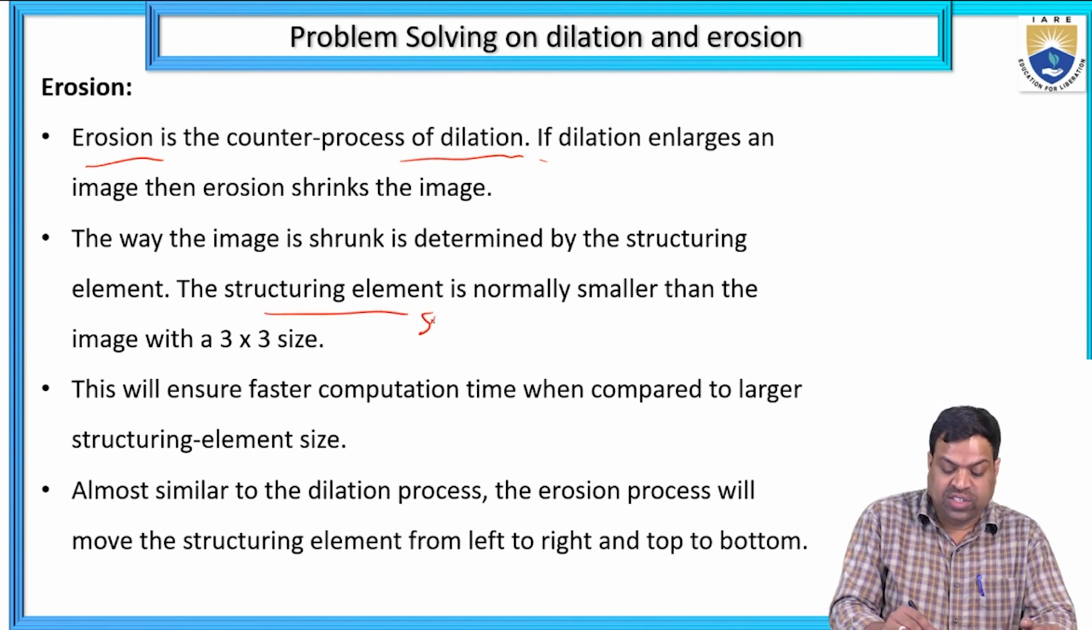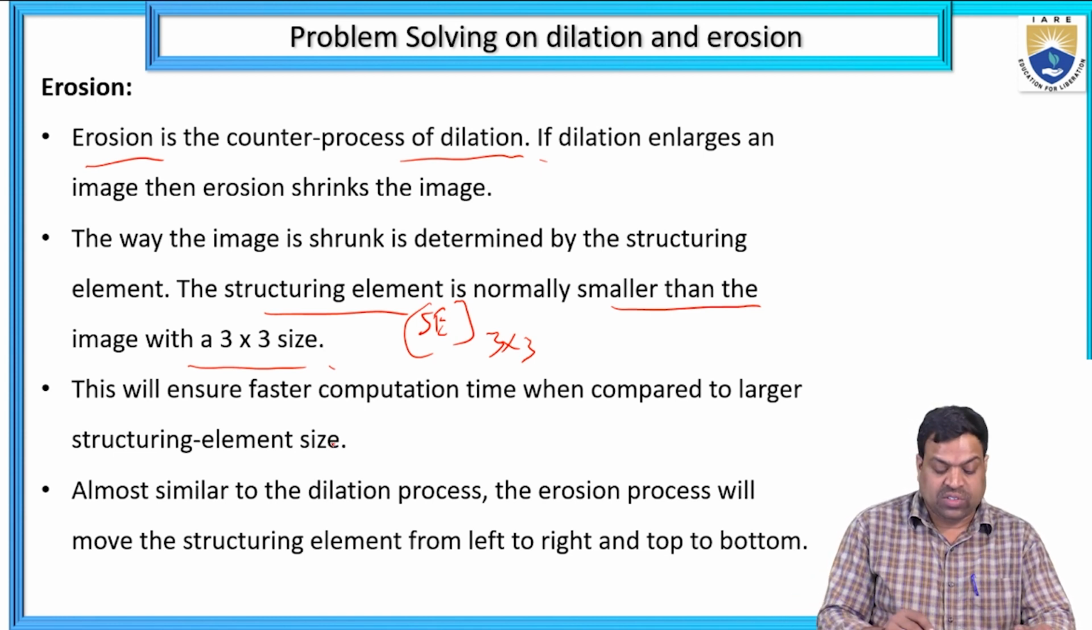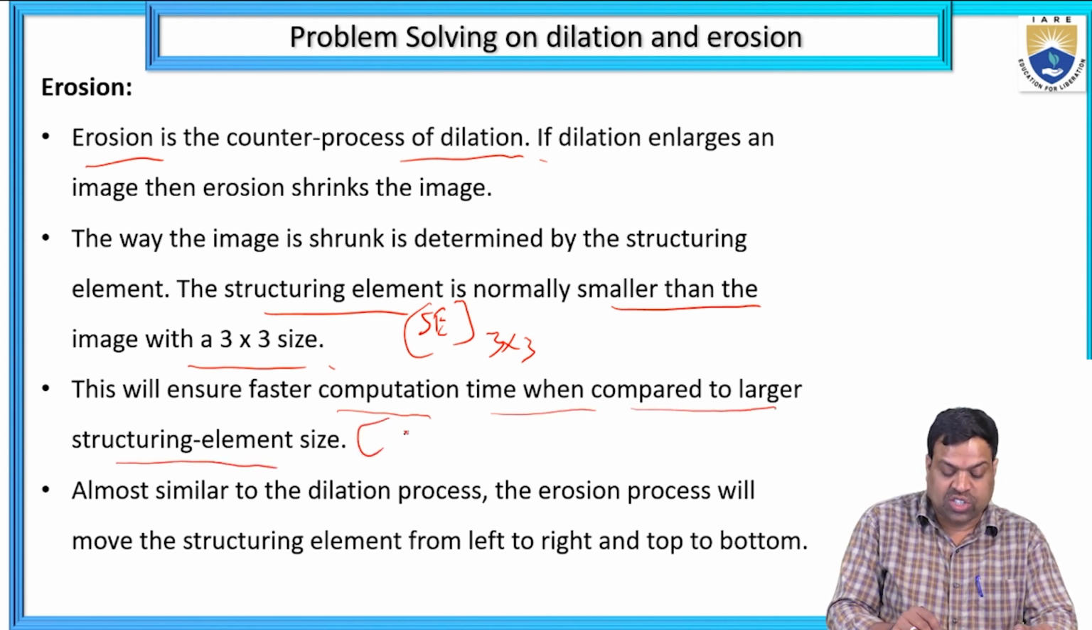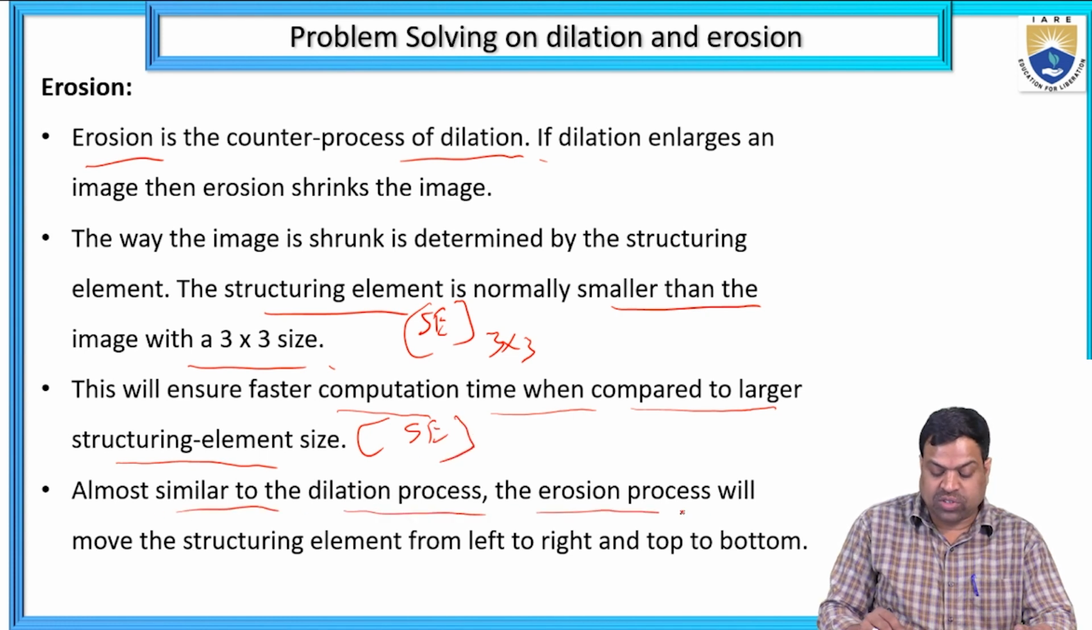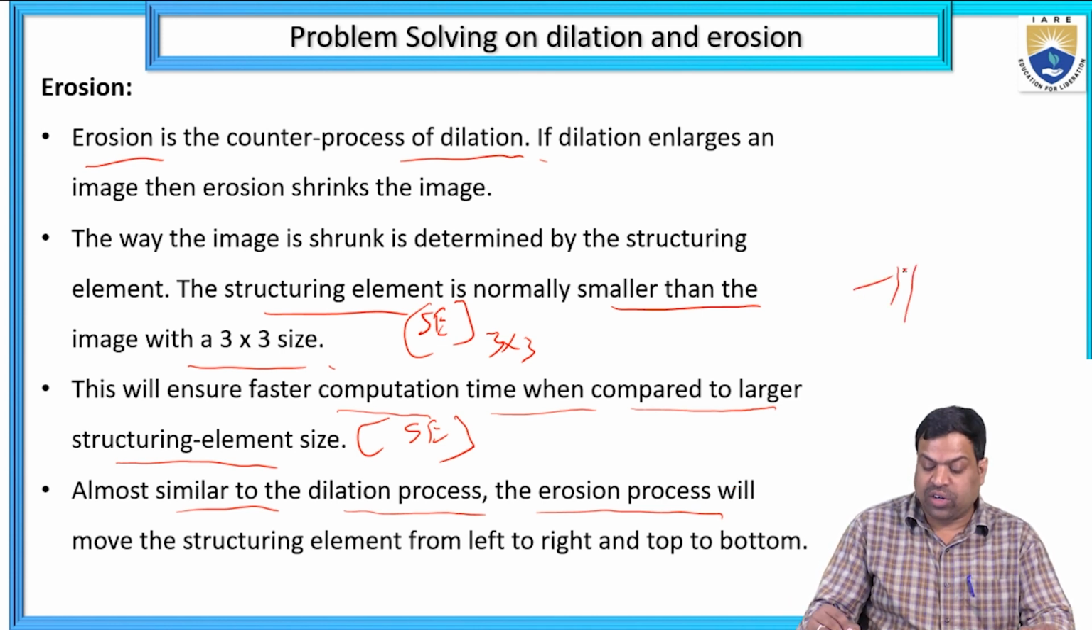The structuring element is smaller than the image, with a size of 3x3. We take a maximum of 3x3, depending on our input size. This ensures a faster computation time when compared to a larger structuring element size. Almost similar to the dilation process, the erosion process will move the structuring element from left to right or top to bottom.